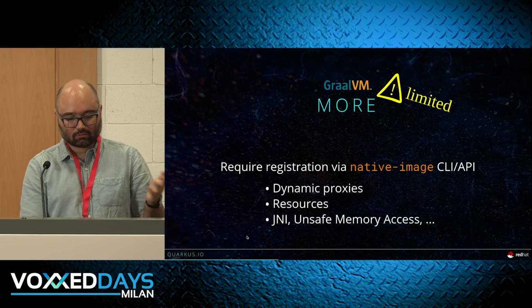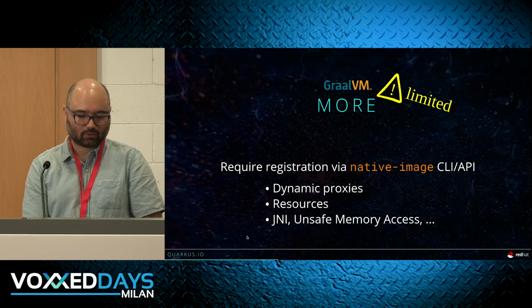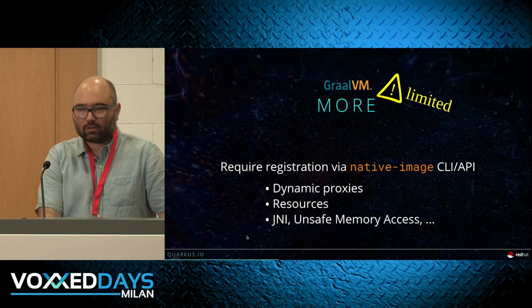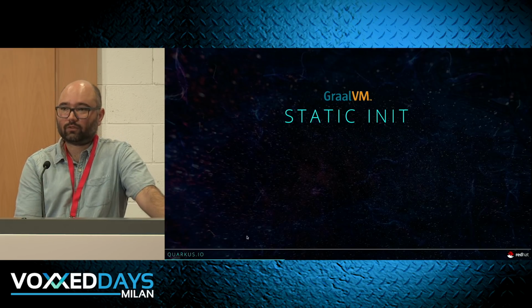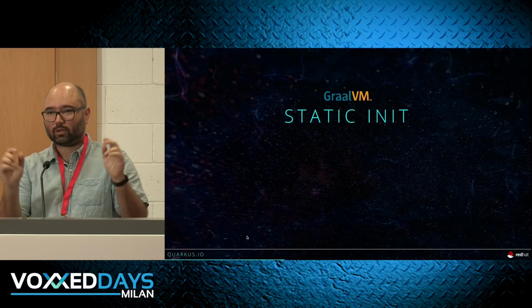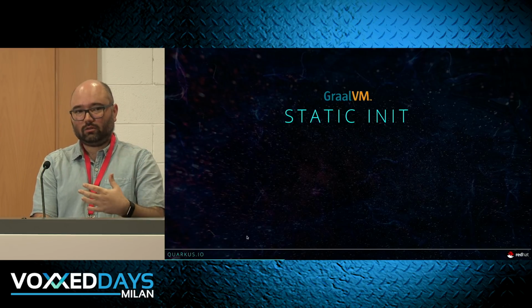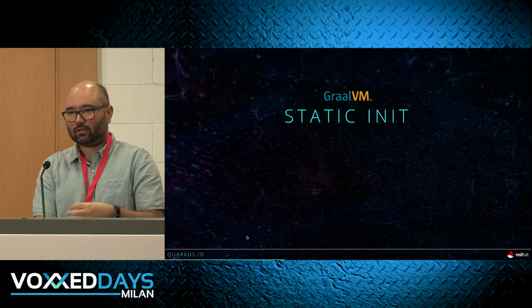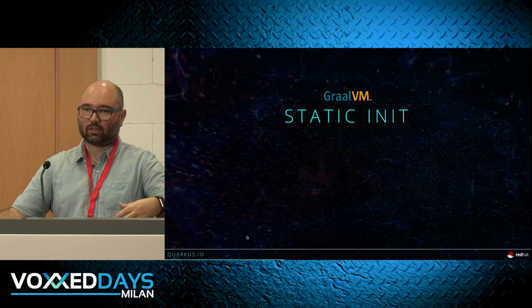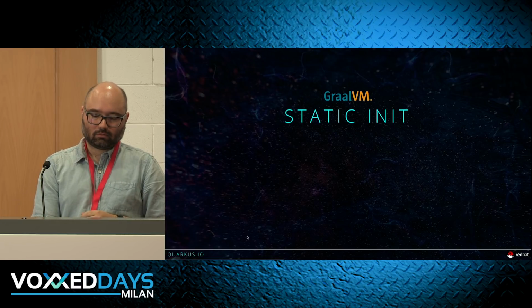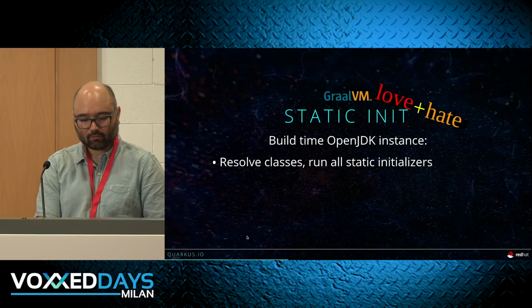Now, JNI, harder. Unsafe memory access needs some specific instructions in there. And then there is this weird thing, static initialization happens in the compiler. We've seen it before. You saw this message being printed out. That's because it's analyzing your code by initializing the classes and intentionally initializing all the static initializers within these classes. And then, it takes a snapshot of those constants.